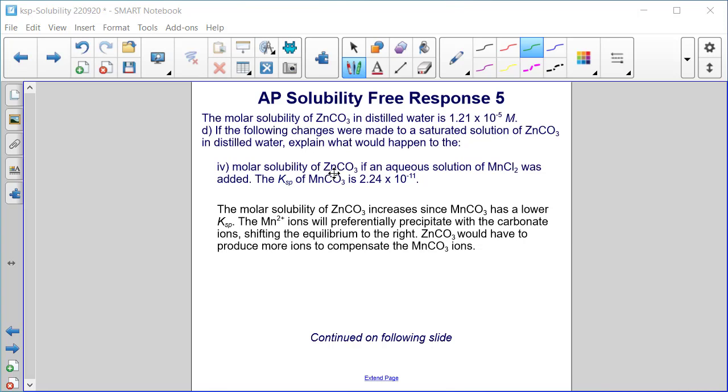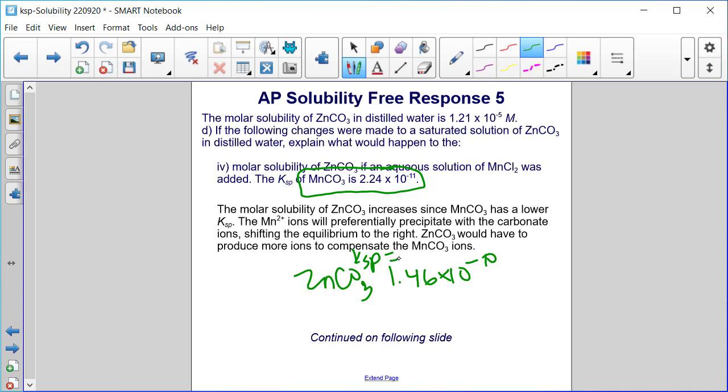So the Ksp for manganese carbonate is 2.24 times 10 to the minus 11. And we calculated 1.46 times 10 to the minus 10 for the zinc carbonate Ksp. Okay, so since the manganese carbonate has a smaller Ksp, the solubility of the zinc carbonate would be greater. The manganese ions will preferentially precipitate with the carbonate ions, shifting the equilibrium to the right. Zinc carbonate would have to produce more ions to compensate the manganese carbonate ions.